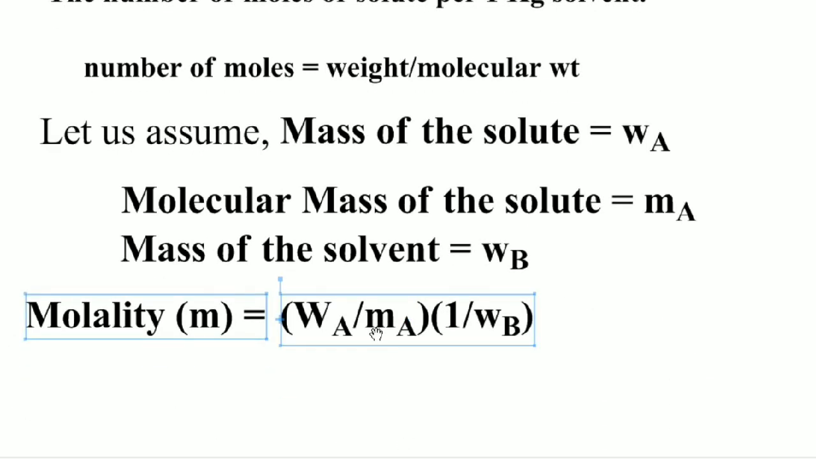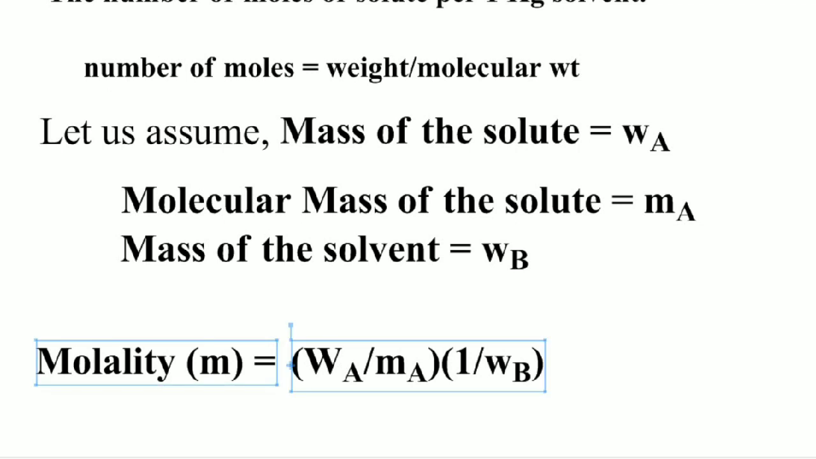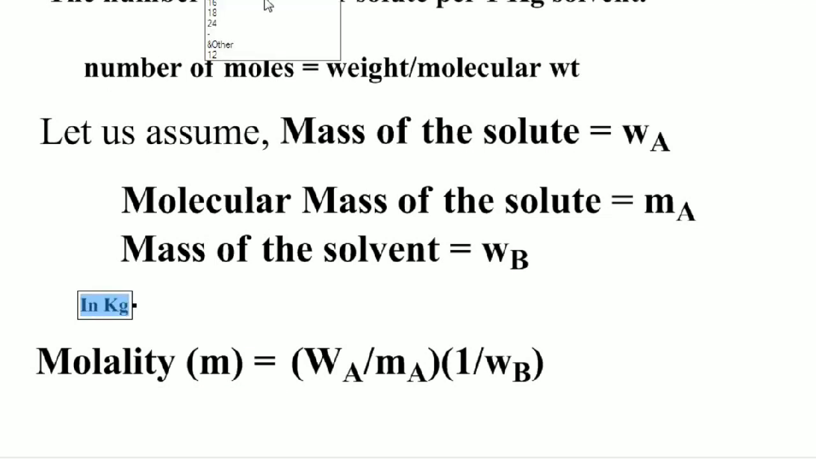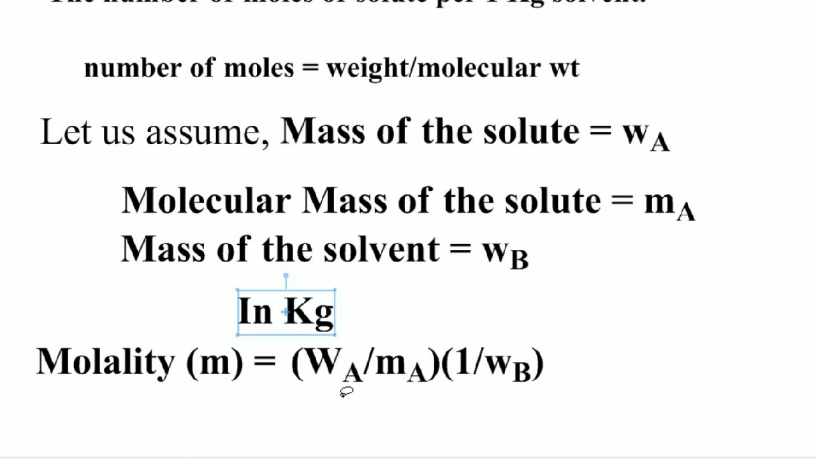In kilograms, the molality mathematical form is WA by MA into 1 by WB. Here WA is the weight or mass of the solute, MA is the molecular mass of the solute, and WB is the mass of the solvent.